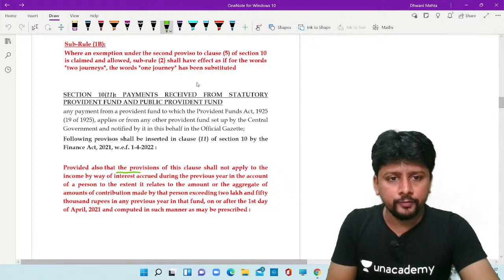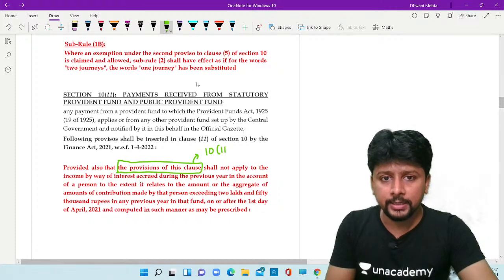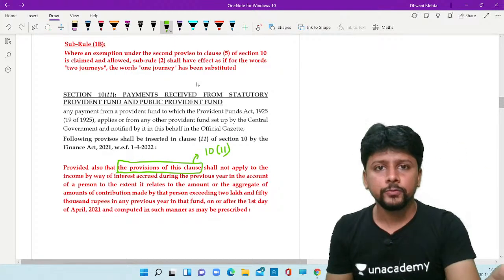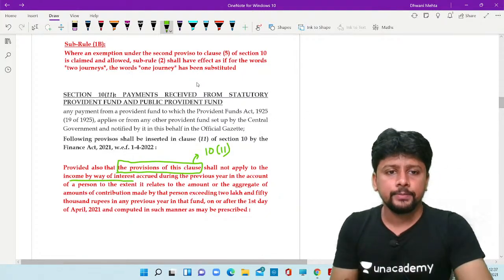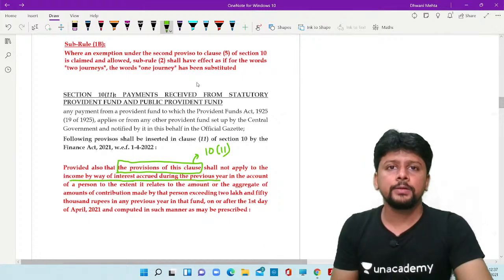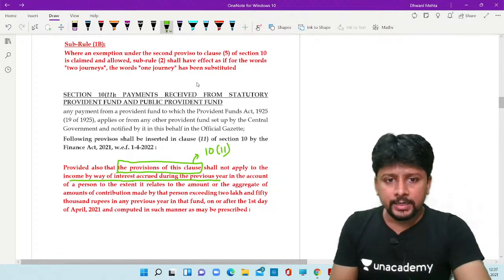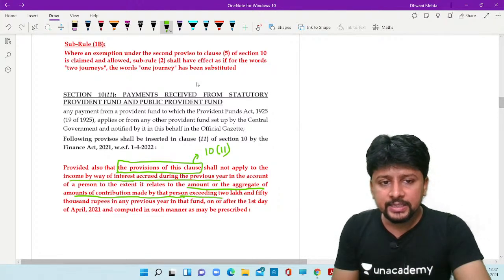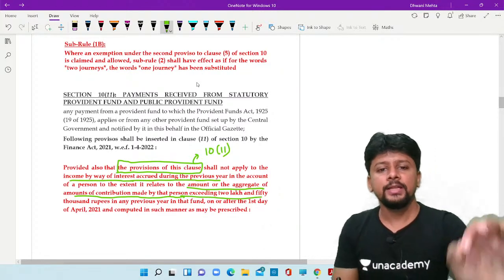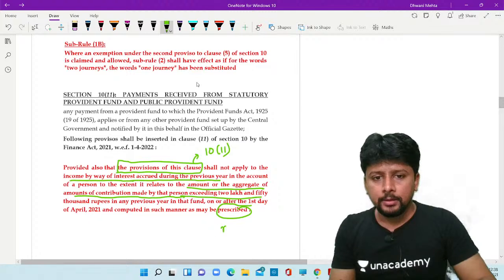The provisions of this clause, meaning which clause? Section number 10, clause number 11, shall not apply. So you will not get exemption. Two, the income by way of interest that is accrued during the previous year in the account of the person, to the extent it relates to the amount or the aggregate of the amounts of contribution made by that person, exceeding 2,50,000 rupees in that fund, computed in the manner as may be prescribed. No method till date has been prescribed.